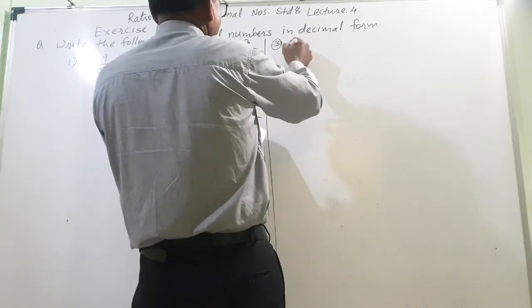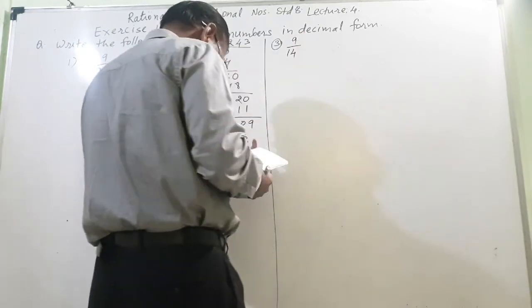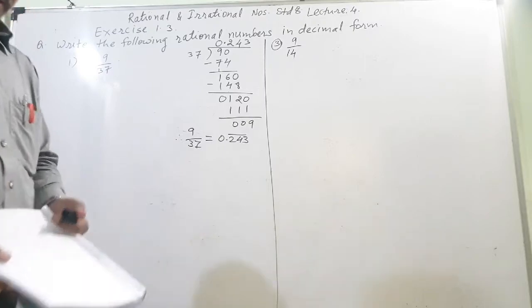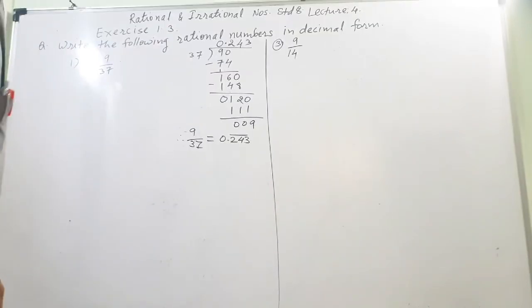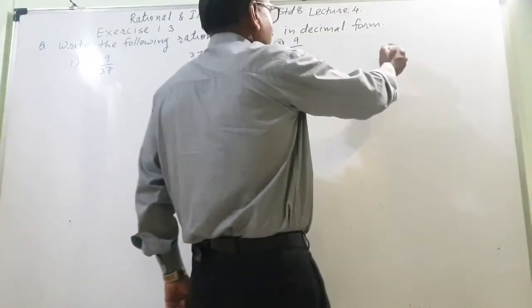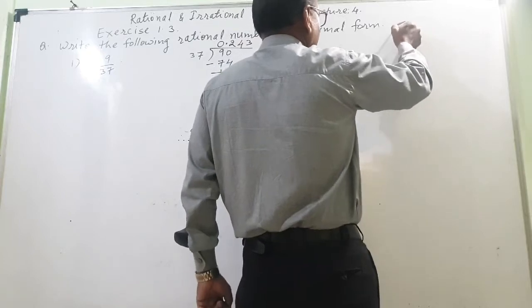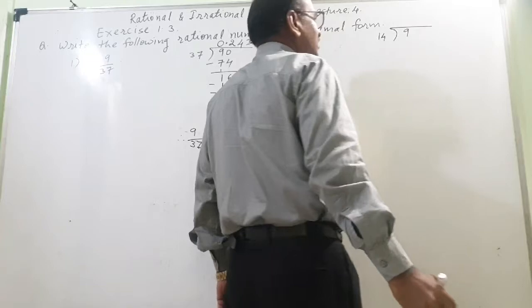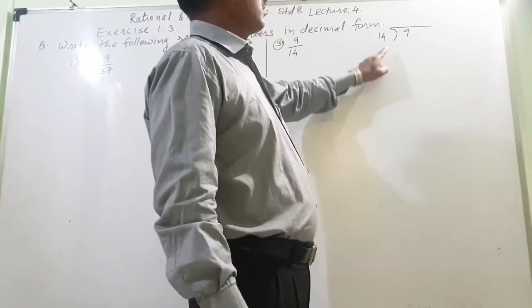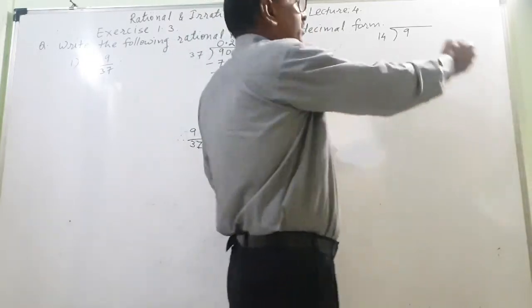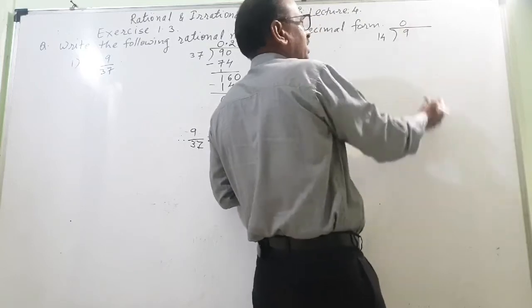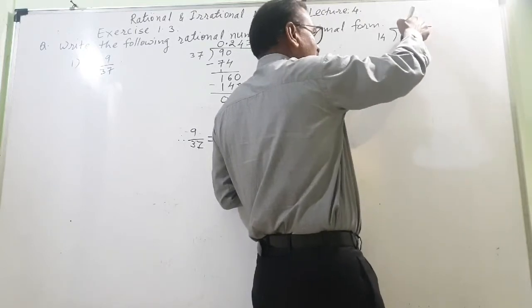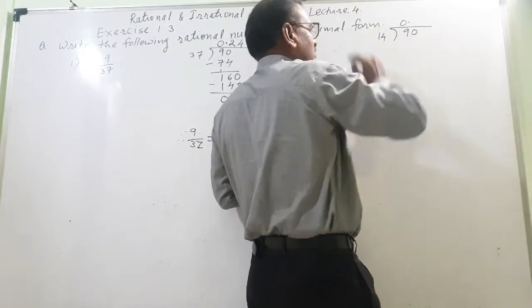9 divided by 14, meaning 9 upon 14. For this also we will do the same thing. 9 divided by 14. Division of 9 gives 0, then point. And whenever you put the point, immediately put the 0.